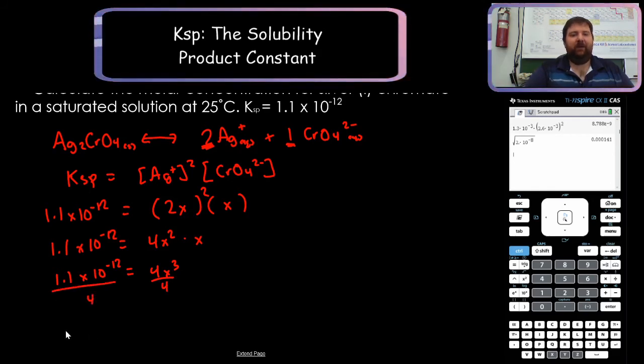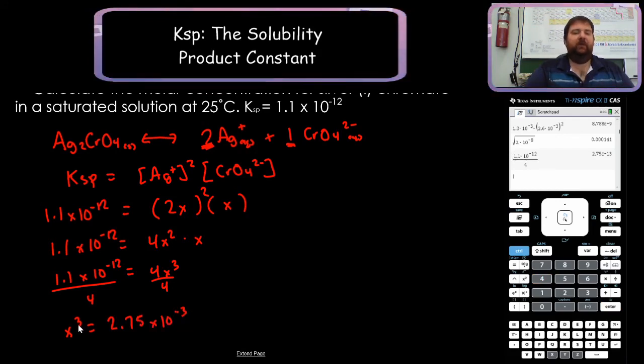At this point, I think we're going to need a calculator. So we're going to have x cubed equals. Let's take out our trusty calculator. And we need to do 1.1 times 10 to the negative 12, and this we need to divide by 4. And that's 2.75 times 10 to the negative 13.